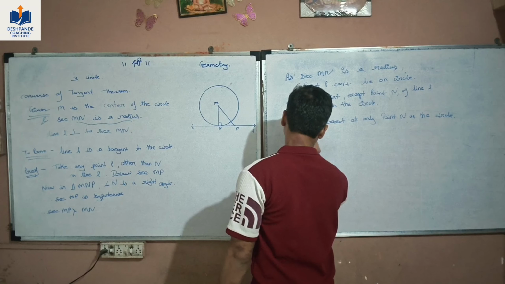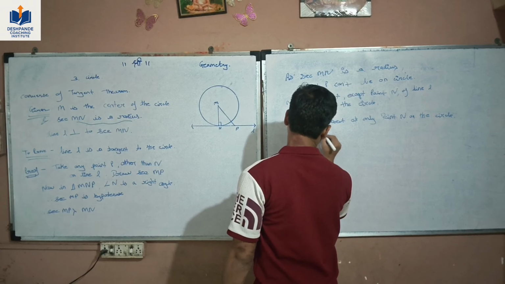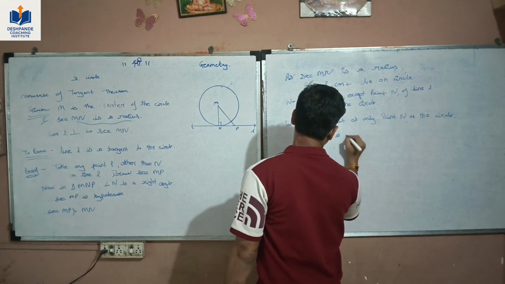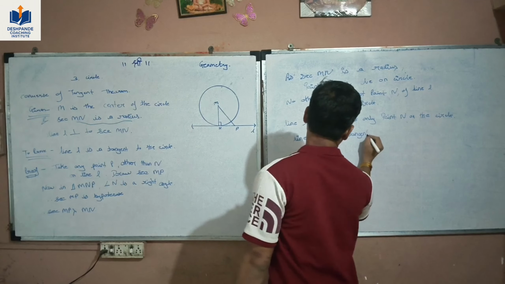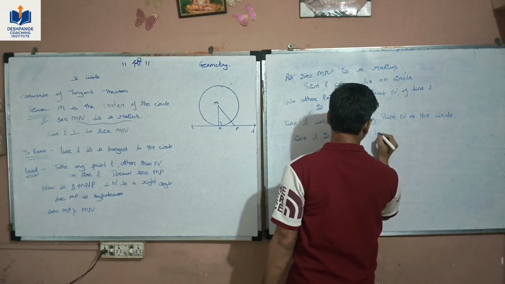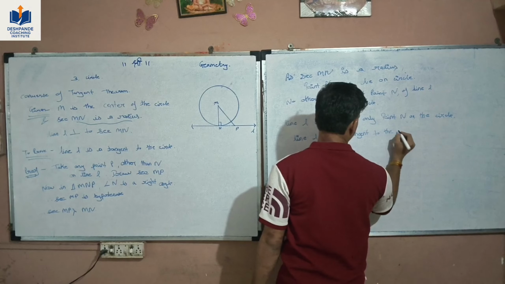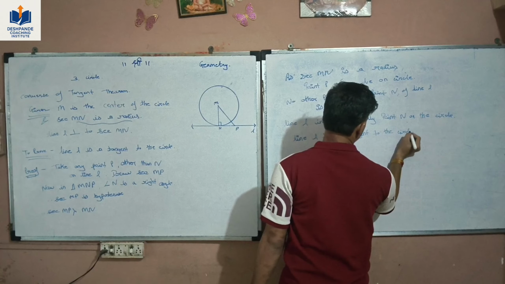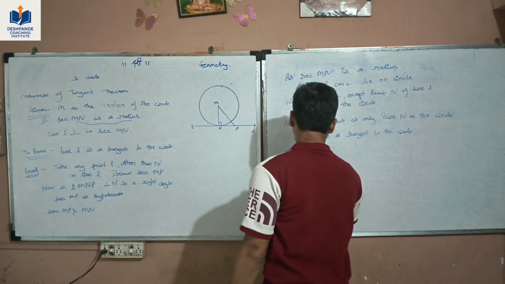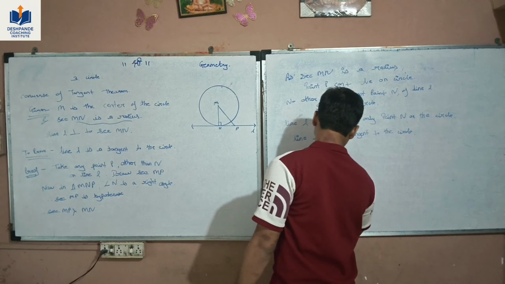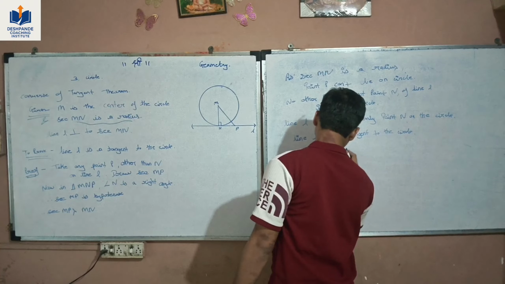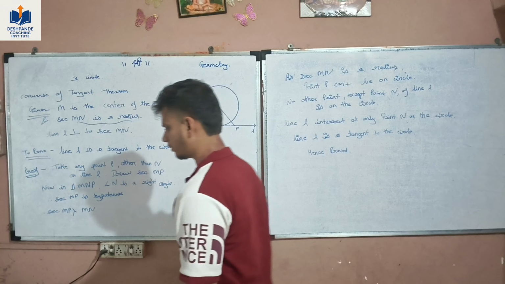Line L is a tangent to the circle. Hence proved. That's it for the theorem.